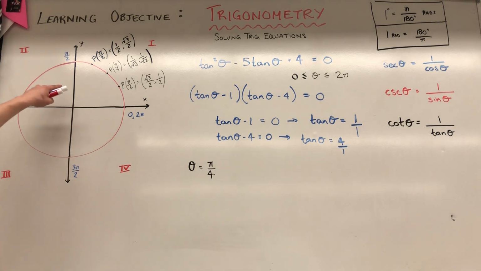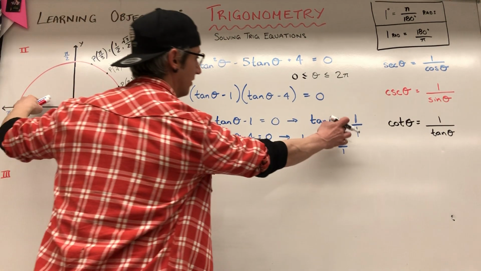Okay, a positive pi over 4. It couldn't work here because I would get a positive y but a negative x. So this would become negative here.